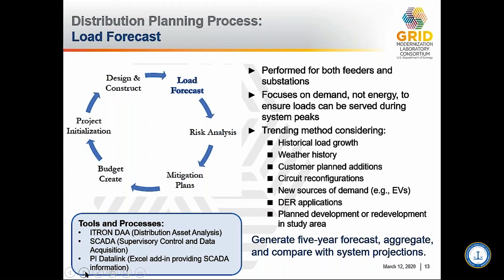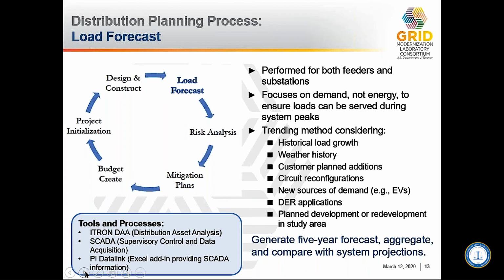The load forecasting now is the first step, and the forecasting is done by using the load for the previous 5 years and applying a growth factor and projecting what the load would be in the future. Demand is forecasted at both the feeder level and the substation level, and then aggregated up to resolve with the corporate forecast. A number of factors are included in the analysis, and they're shown there: historical load growth, weather history, customer plan additions, circuit reconfigurations, and so forth. But again, the goal is to generate a 5-year forecast for the system. The next slide shows an example of how this is done for a feeder.